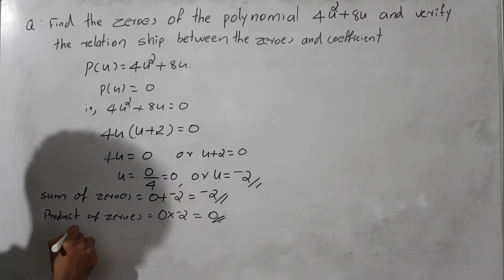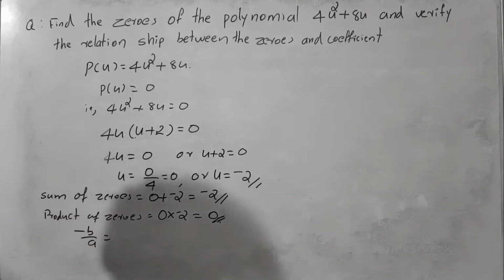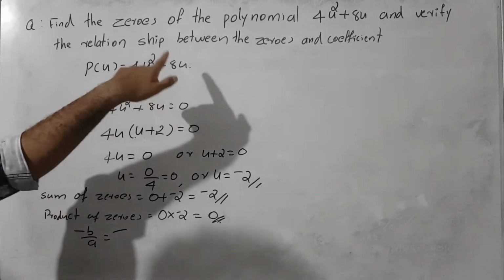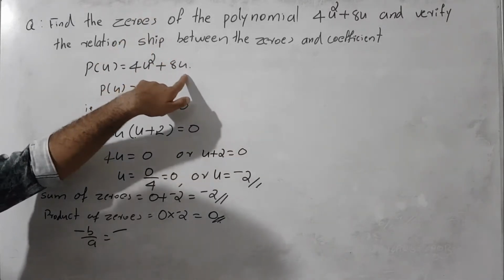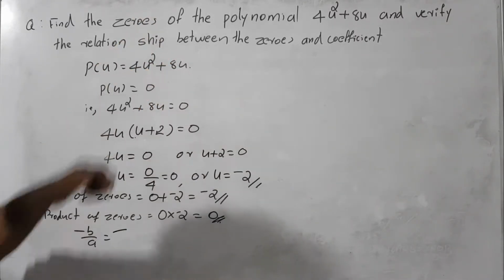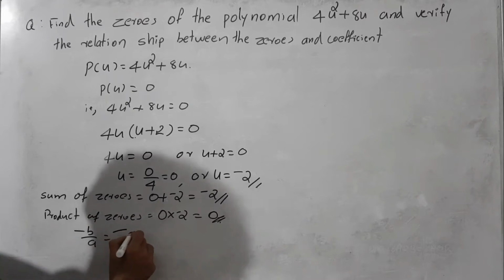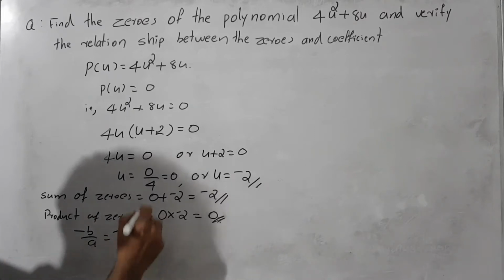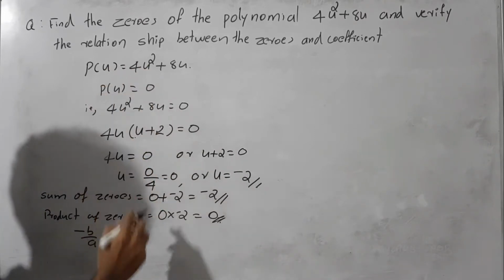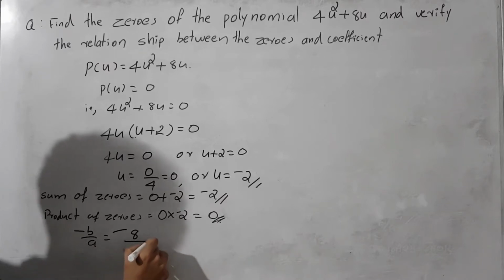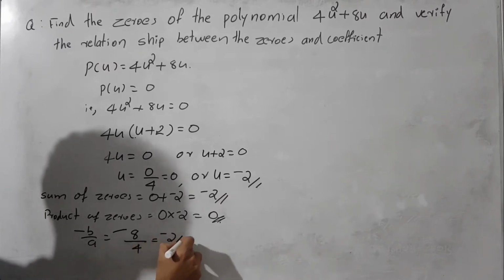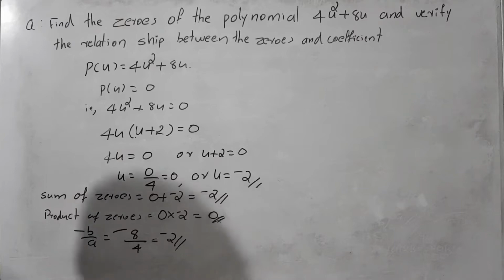Then what is next? Next, minus b by a. What is minus b by a? What is the b value? b is the coefficient of x. Here it is u. Then what is the coefficient of u? That one is 8. Then minus 8, b value is 8, by what is the a value? The a value is 4. Then minus 8 by 4 is equal to minus 2. The next is c by a. Correct?